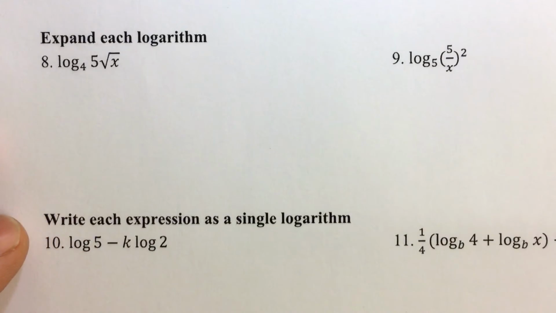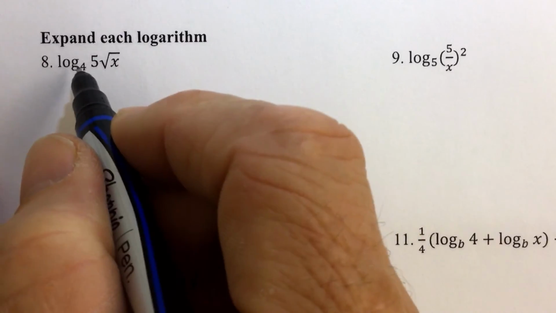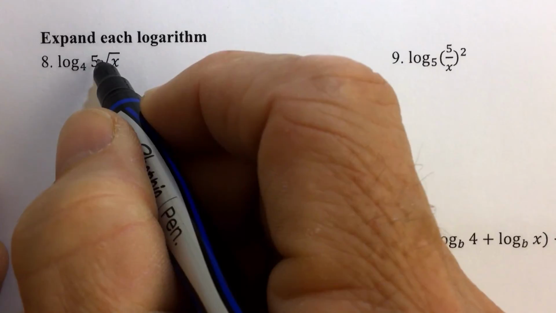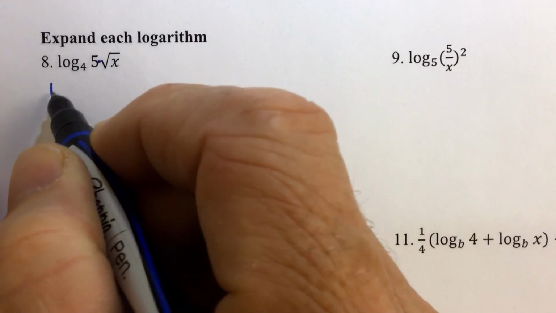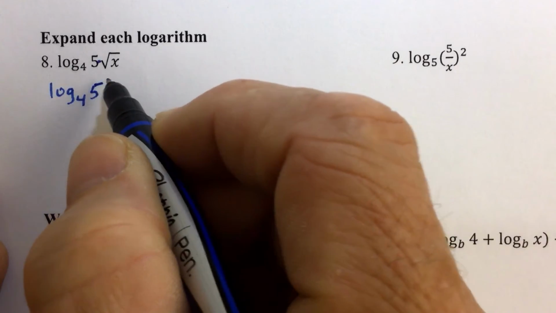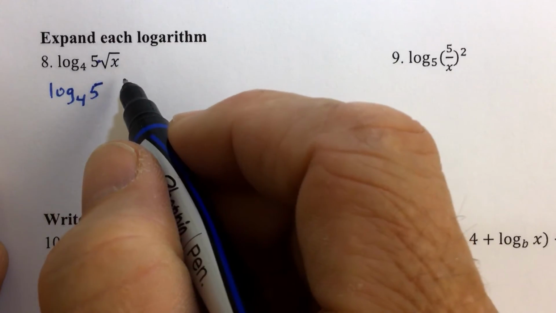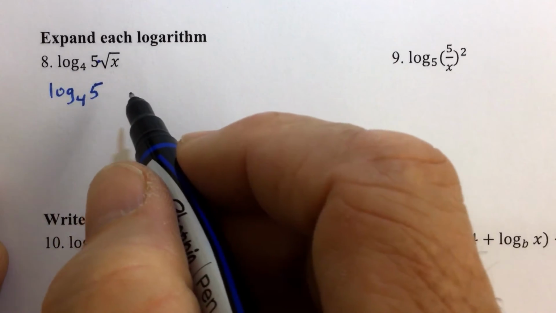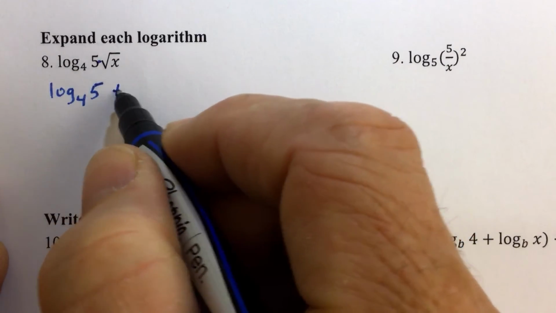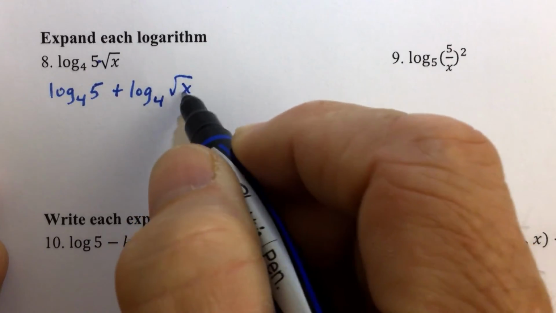Expanding logs. Well, expanding logs means that we don't want to have a log of a product, and we don't want to have any logs of any numbers to an exponent either. But the first thing we want to do is notice that we have the log of a product. So to expand that, we use the properties of logs. Just like exponential properties, the log of a product is the sum of the logs. So we have log base 4 of 5 plus the log base 4 of the square root of x.